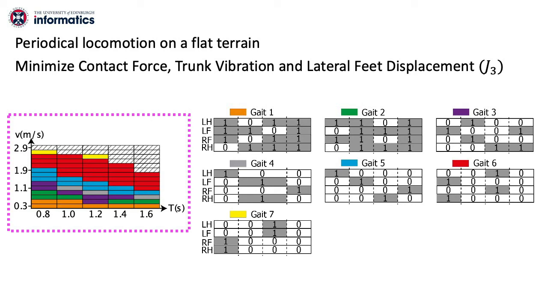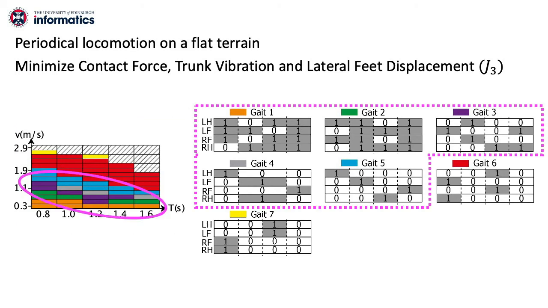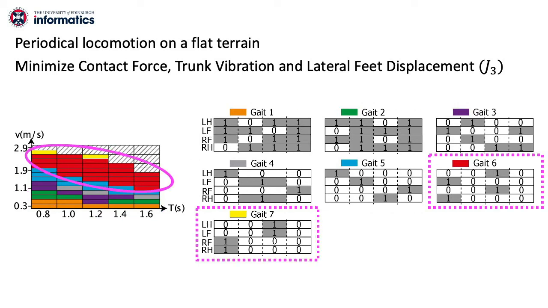Again, we can observe a structured pattern in the map. For low speeds, the robot favors a series of gait patterns that avoid flying phase. In higher speed regimes, the robot transits to gait patterns with noticeable flying phases, such as running trot and pace.